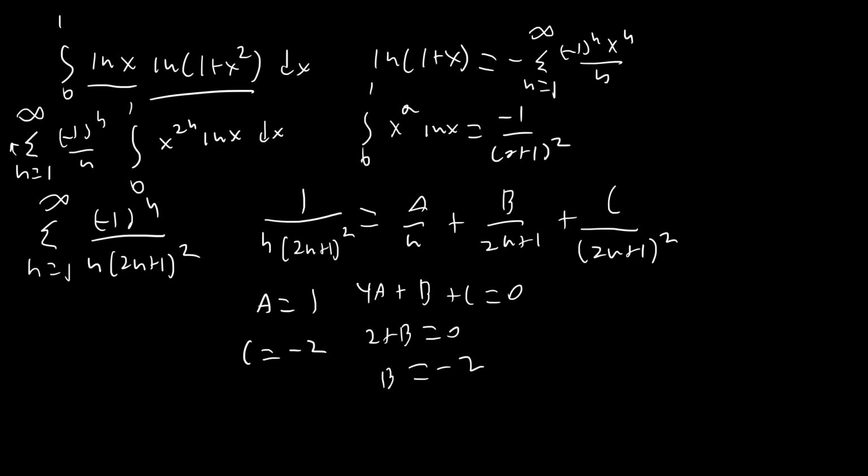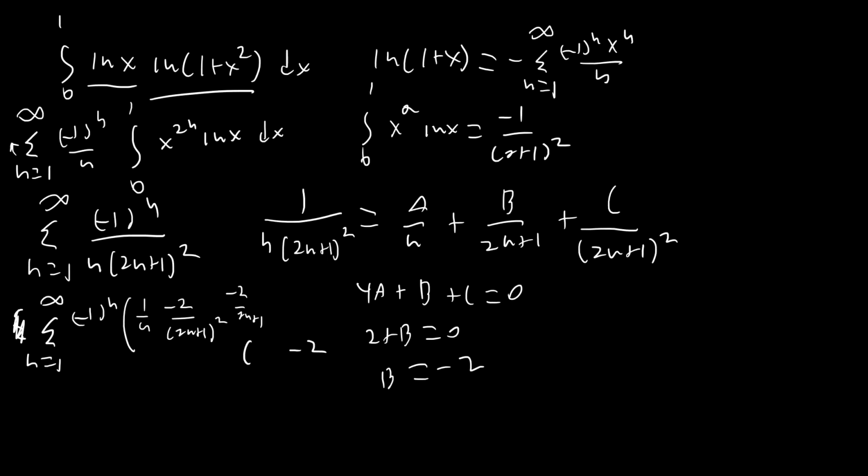So we're going to have the sum, I can't draw a sum today, sum from n equals 1 to infinity of -1 to the n times 1 over n minus 2 over 2n plus 1 squared minus 2 over 2n plus 1. And let's go ahead and get rid of all of this other stuff because it's kind of in the way here.